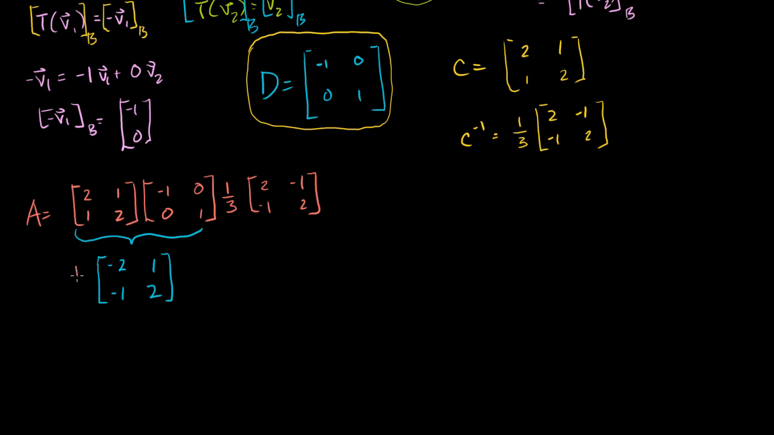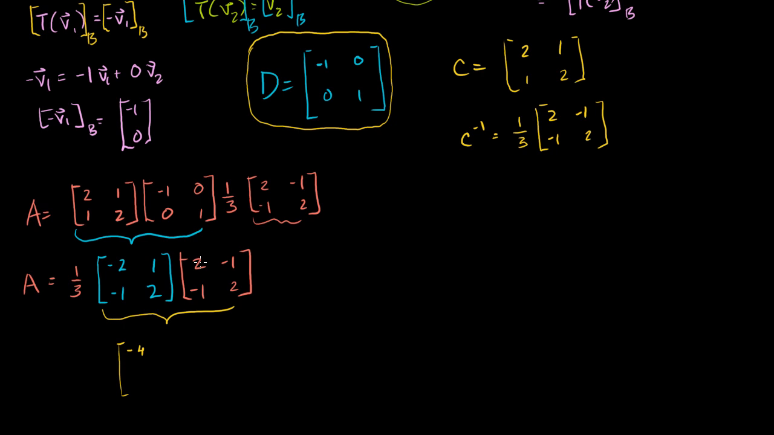And now we're going to have to multiply this times this guy over here. Let me put the 1/3 out front so we can worry about that later. And then let me multiply times this, 2, -1, -1, 2. And all of this is going to be equal to A. So this is going to be another 2 by 2 matrix. And so we get -2 times 2, which is -4. Let me write it out so I don't make careless mistakes.